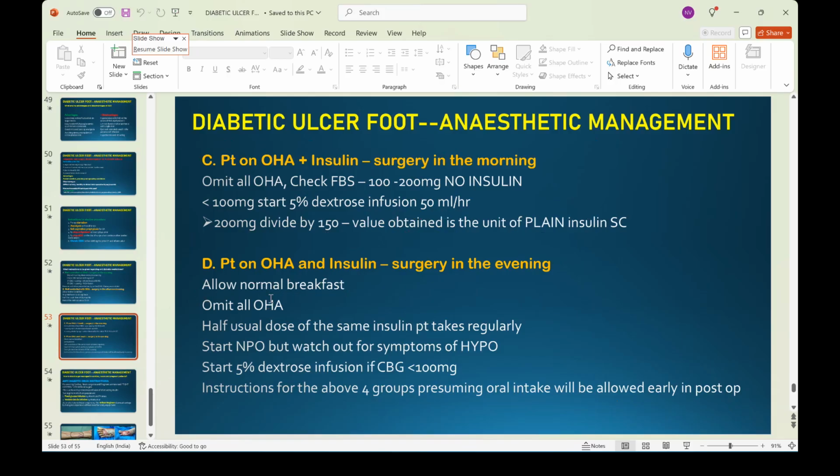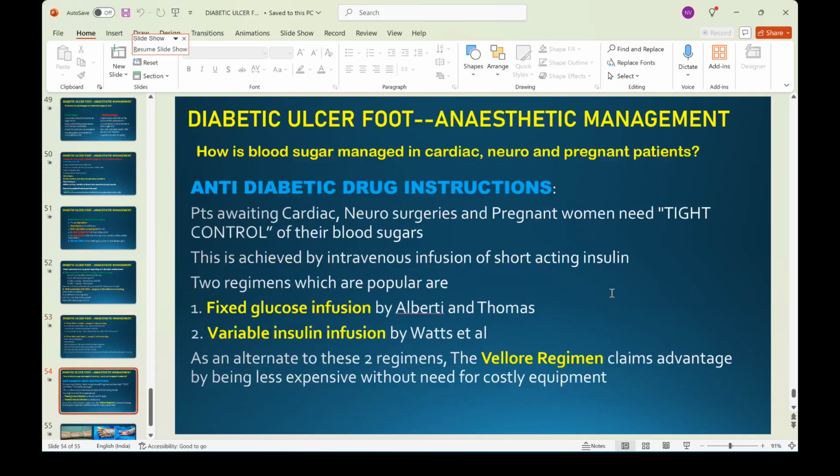And patients who are on OHA and insulin, surgery in the evening, allow normal breakfast. Again, omit all the oral drugs. Half the usual dose of the same insulin that the patient has been taking regularly. And start NPO, watch out for symptoms of hypoglycemia. Start 5% dextrose whenever the CBG is less than 100. And instructions for all the four groups: resuming oral intake will be allowed early in the post-op, like in hernia or peripheral surgery, where after 2 or 3 hours you can start oral intake.